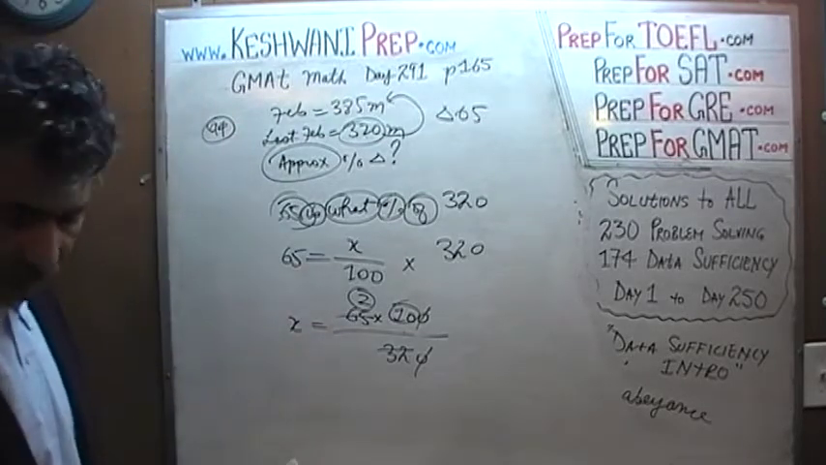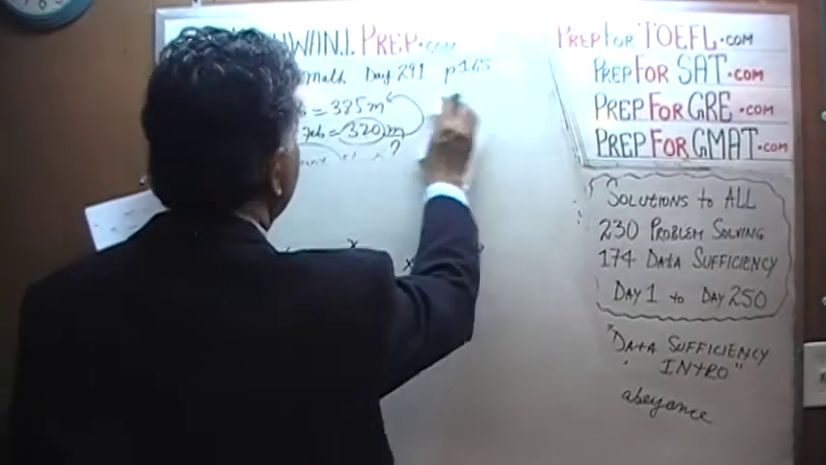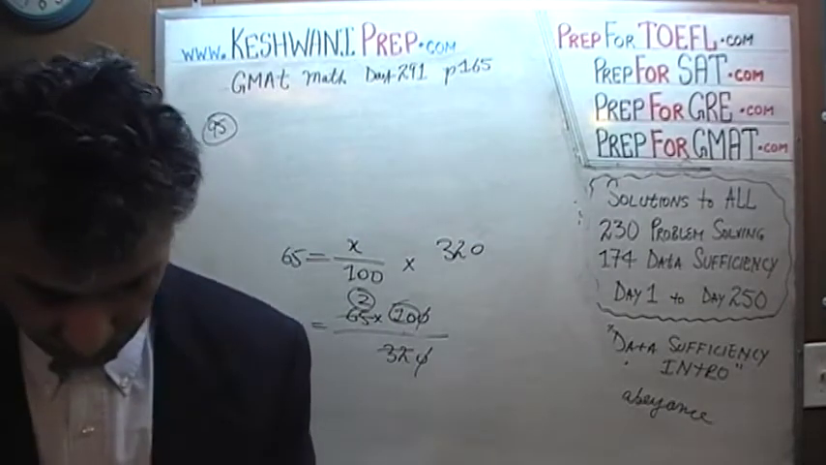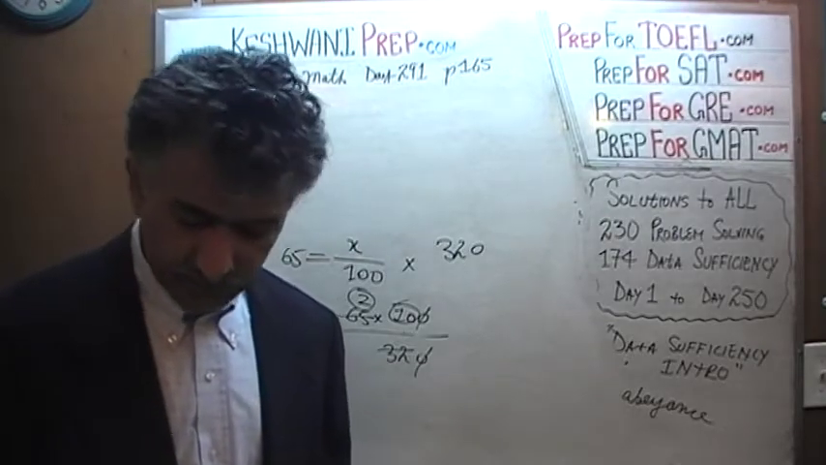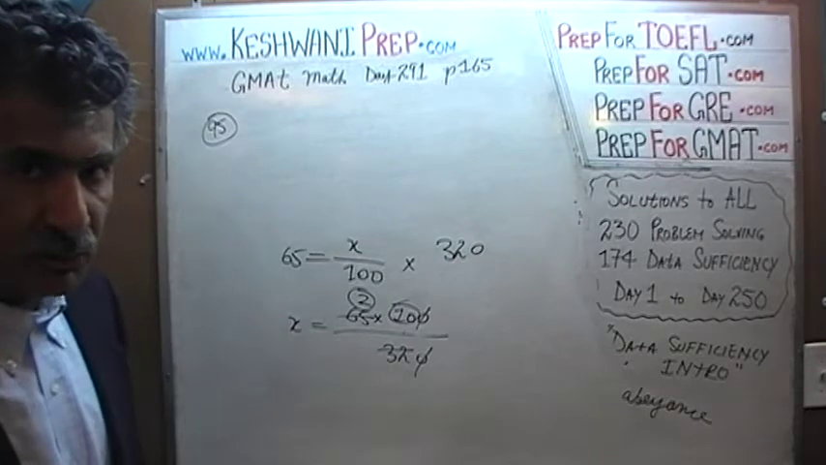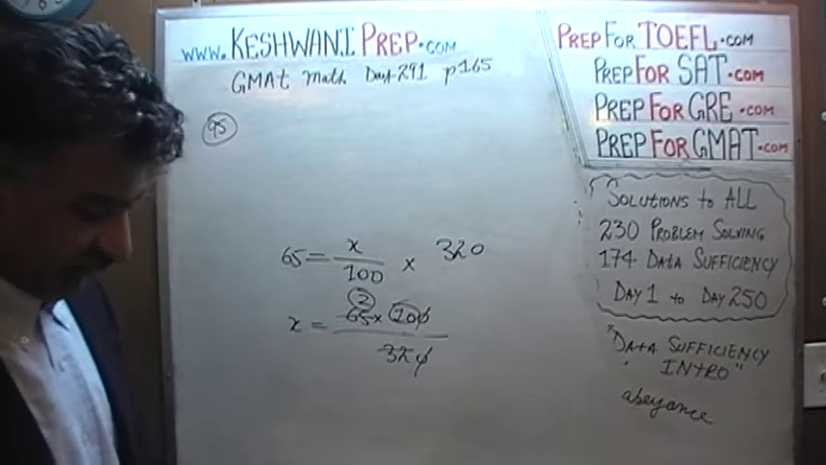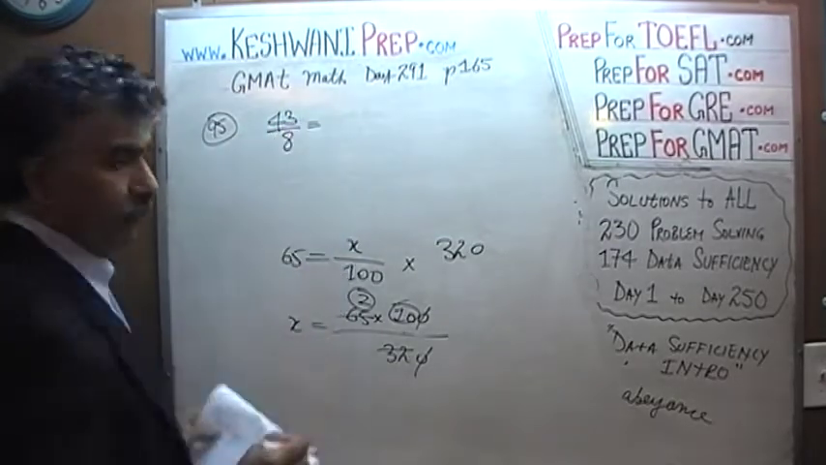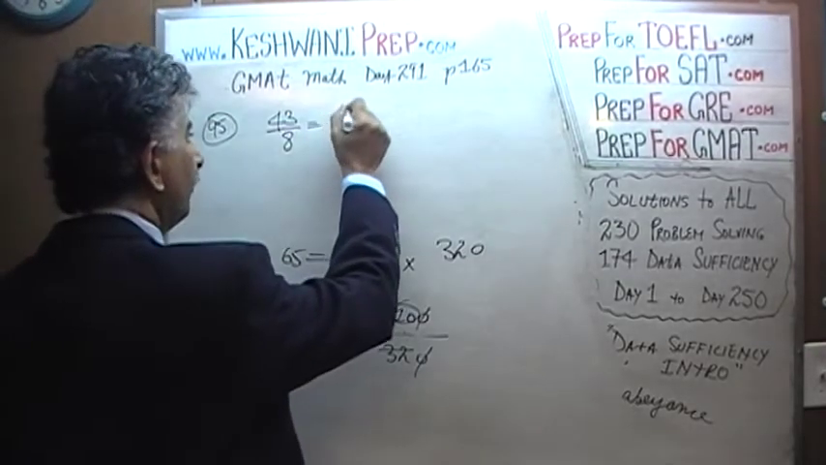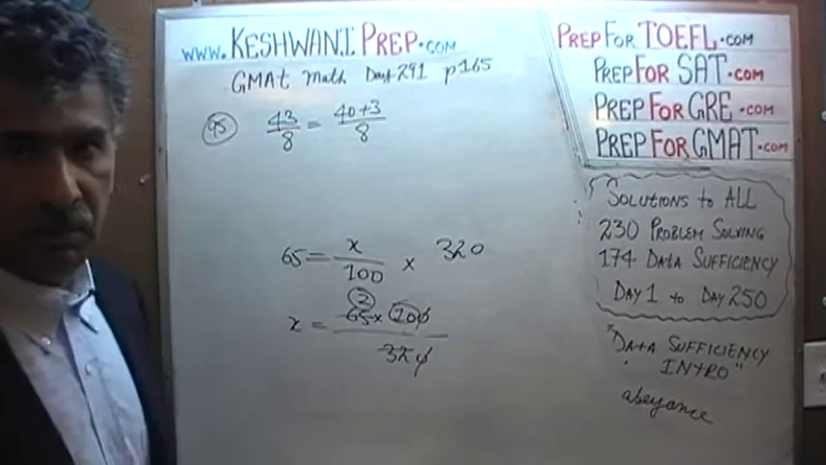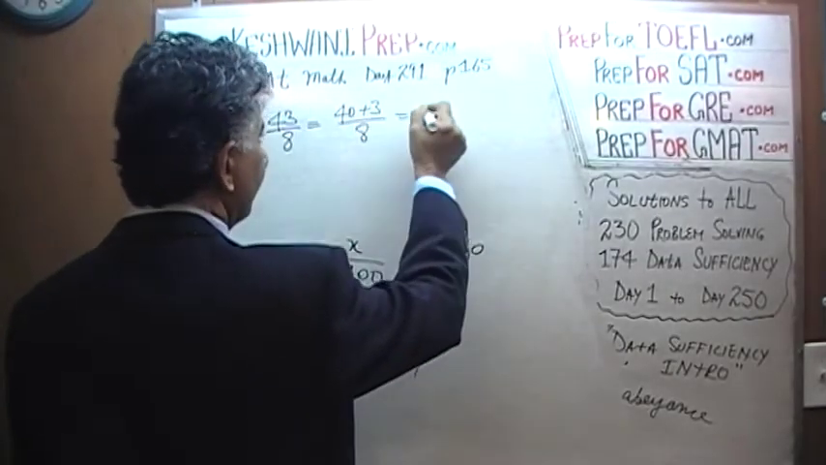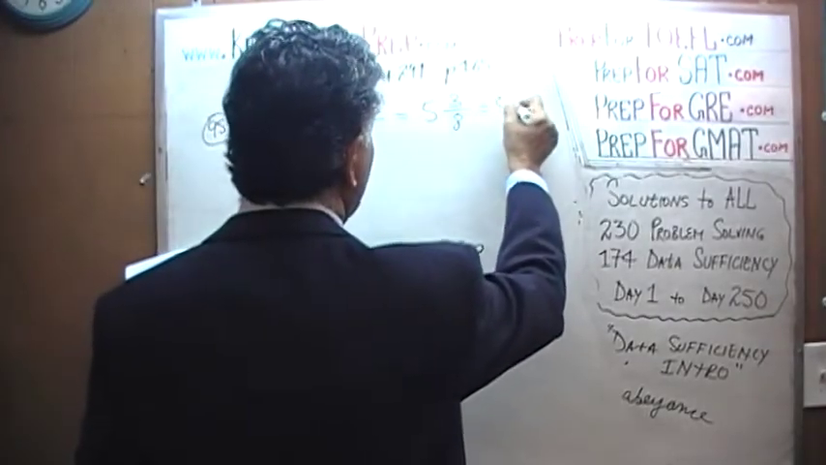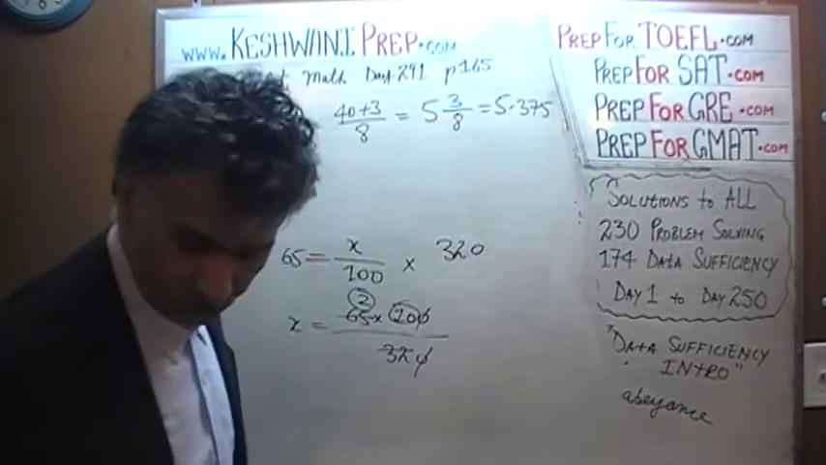Let's move on then. Number 95 on the next column. Now listen, before we actually do question number 95, I want to make sure that we understand the concept behind it. Here's what's going on. If we are given something like 43 over 8, of course 43 over 8 can be written as 40 plus 3 over 8, which is the same as 5 and 3 eighths. And of course we know that is the same as 5.375.